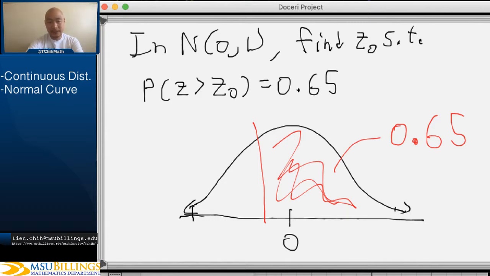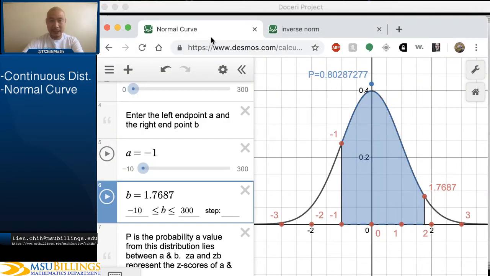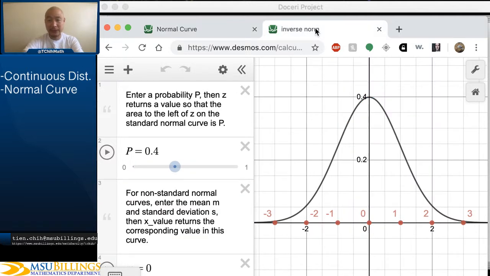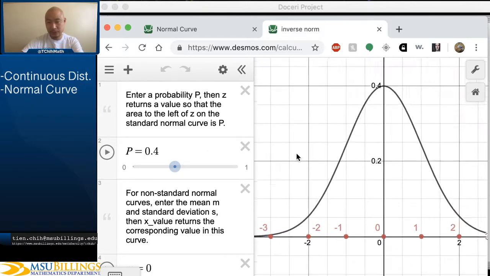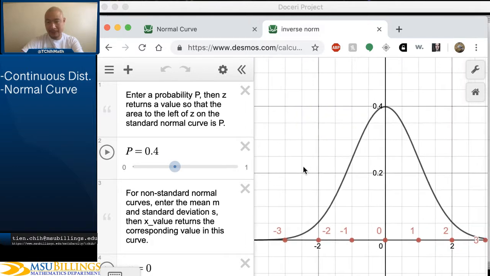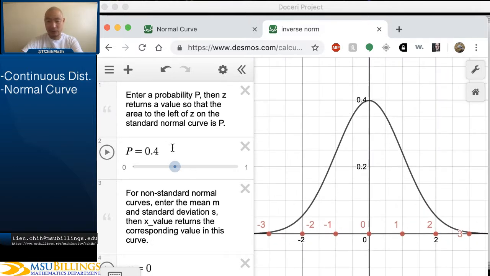Now, you can solve this with extremely difficult and technical calculus, but we're going to take all of that hard work and give it to the machine to do. So rather than use the normal curve calculator, we can use the inverse norm calculator, and that's going to be our main tool for solving inverse norm types of problems.